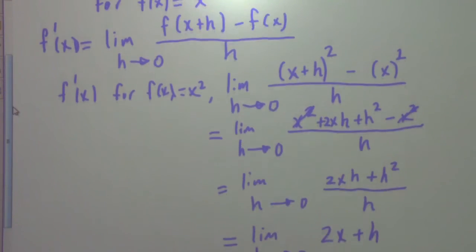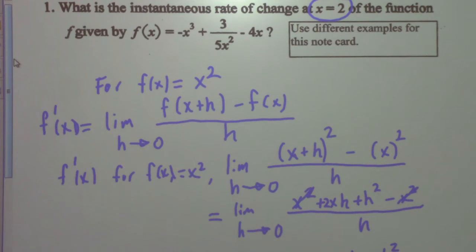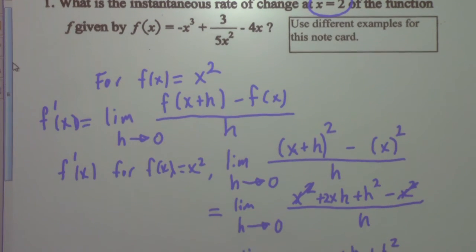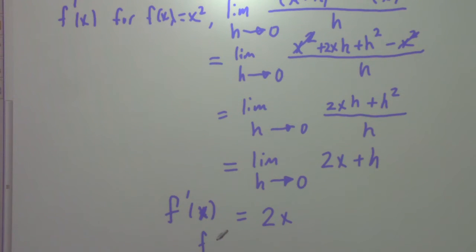Okay, so that's f prime of x. And then we can finally go back and answer the question up here and say, what is f prime of 2? Because that's what we want, at x equals 2. So f prime of 2 is equal to 2 times 2 is equal to 4. So that is our answer. That is our f prime of 2. That is our instantaneous rate of change.